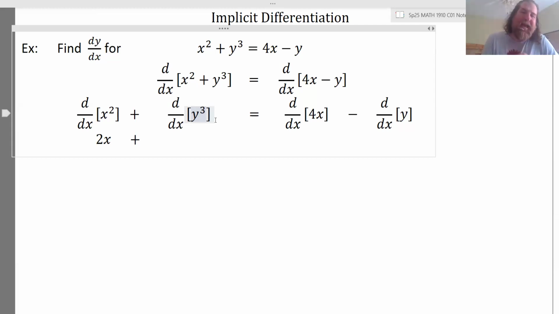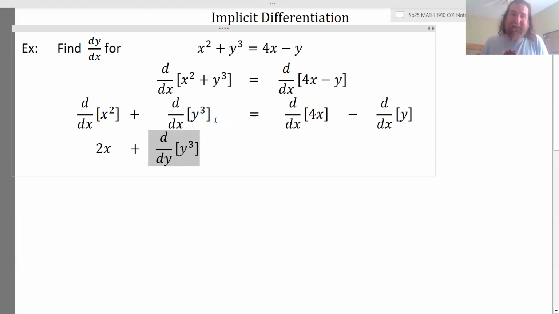So since we can't take the derivative of y cubed with respect to x, we have to change our perspective, as we've done many times in this course. I can't deal with this expression as it's written, but I could take the derivative of that expression if I was taking it with respect to y. Well, that's something I can do. I can take the derivative of y cubed with respect to y. That's just 3y squared.